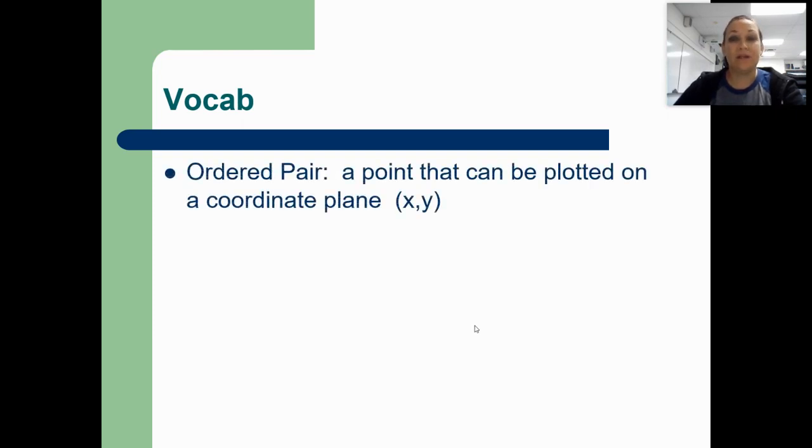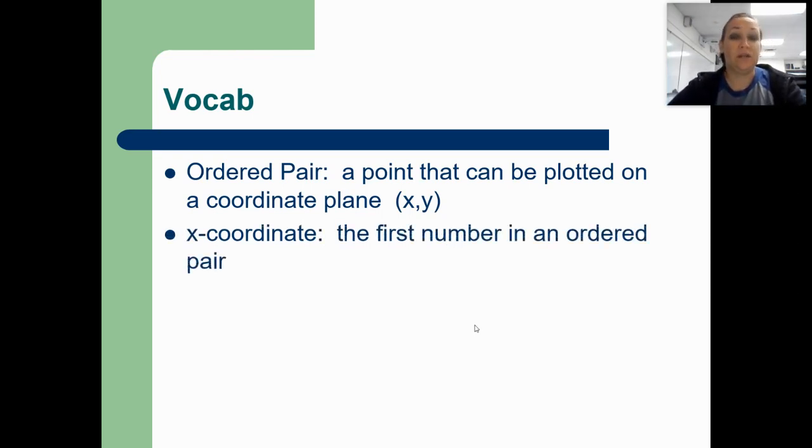An ordered pair is a point or a dot that can be plotted on a coordinate plane. It is called an ordered pair because it's always in alphabetical order, that's the ordered part, and there are always two numbers, that's the pair part. Anytime that you want to tell me that you're writing a dot or a point on a coordinate plane, you need to write it as an ordered pair so that I know that we're graphing a point.